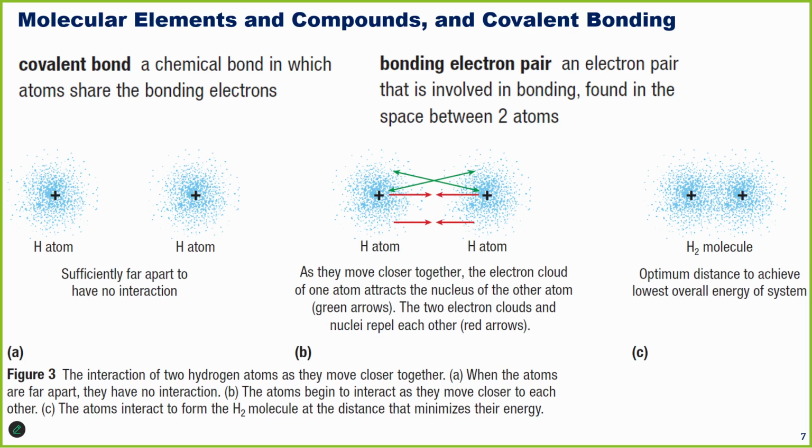So the type of bond that forms when atoms share electrons is called a covalent bond. These shared electrons are called bonding electron pairs. Covalent bonds typically form between atoms of non-metal elements. Are you clear? So in summary, a covalent bond is a chemical bond in which atoms share the bonding electrons, and a bonding electron pair means an electron pair that is involved in bonding, found in the space between two atoms.